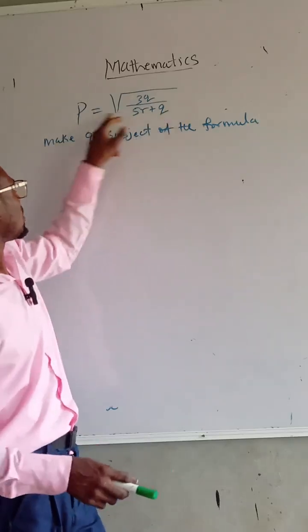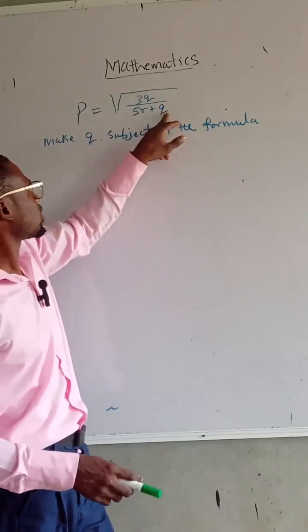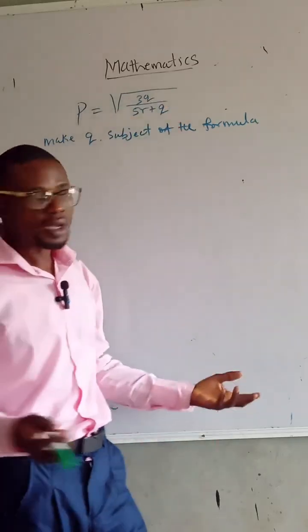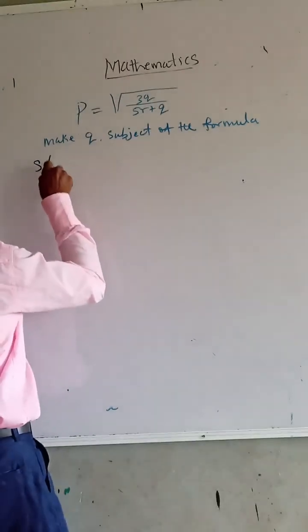Let this q come here, all right? But you know that there's q here, there's q here. So what do we do? And it has to be one q. Just follow me.